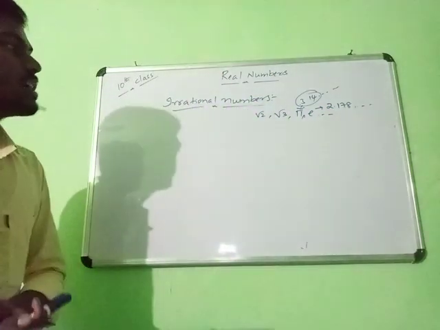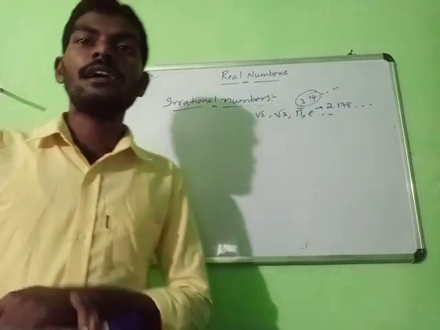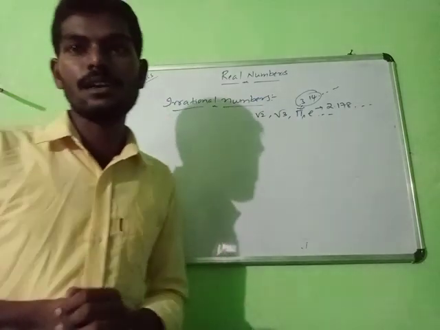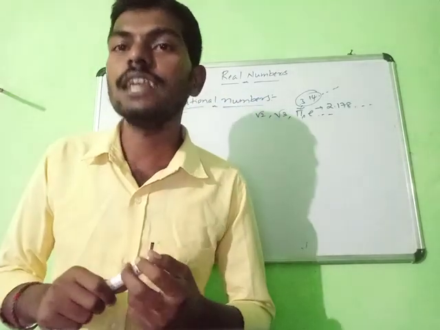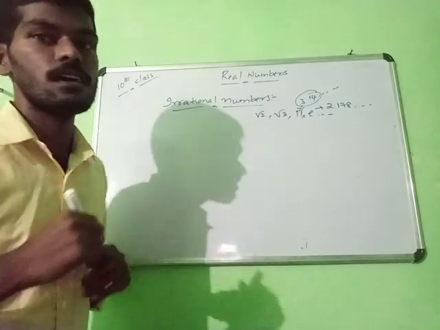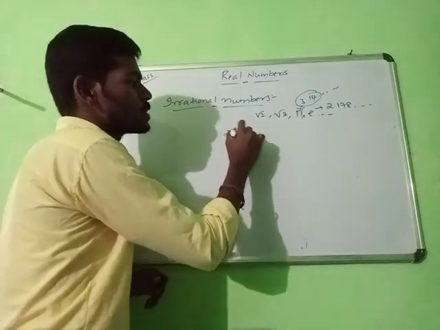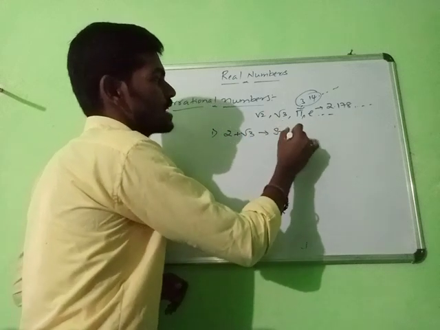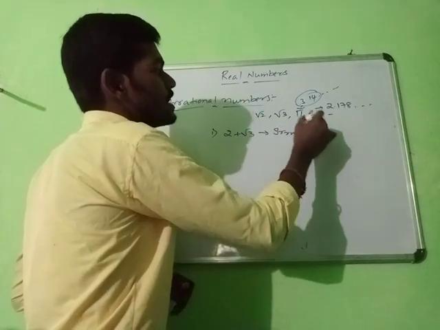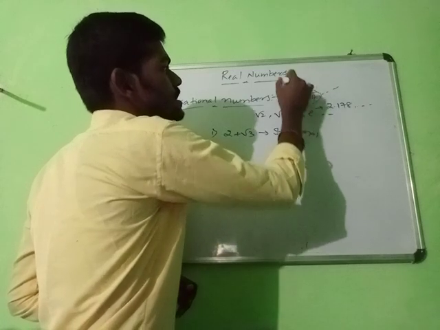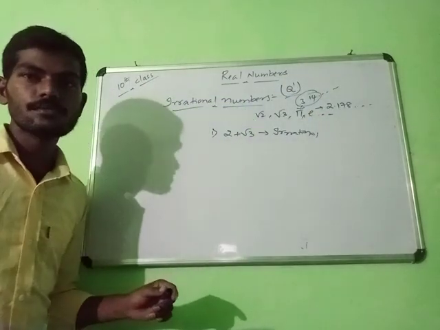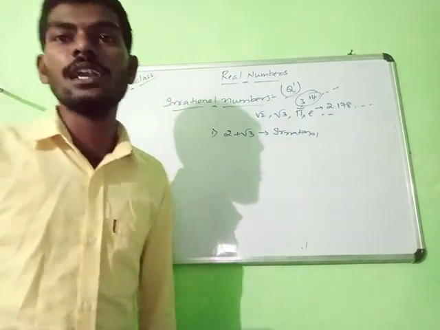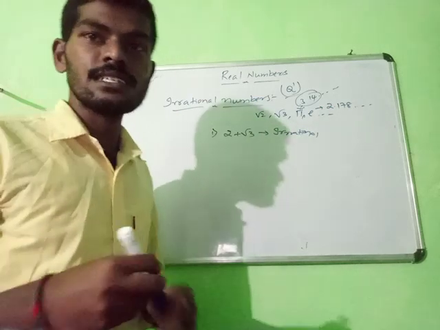And the next one is, if we take any one rational number and any one irrational number, the sum of a rational number and an irrational number is always irrational. For example, 2 is rational, root 3 is irrational. The sum will be irrational. These are denoted by the capital letter Q dash.